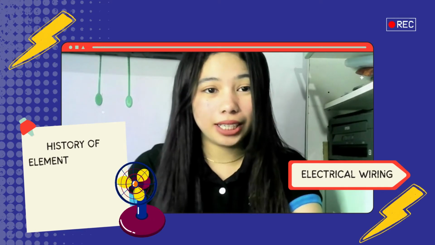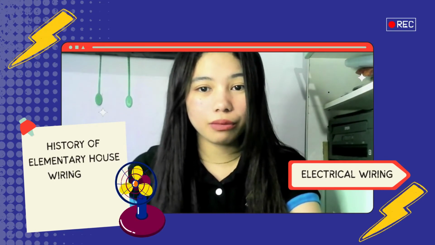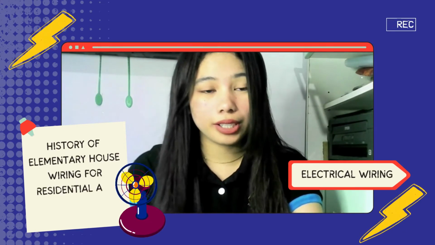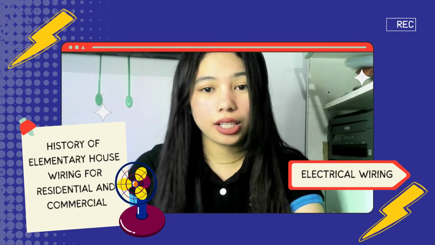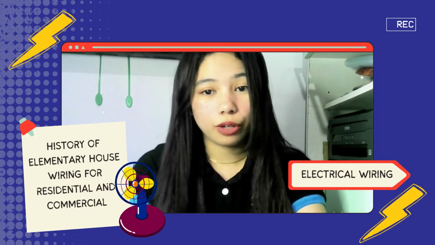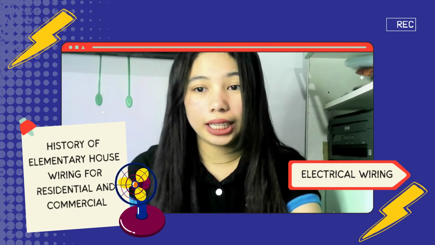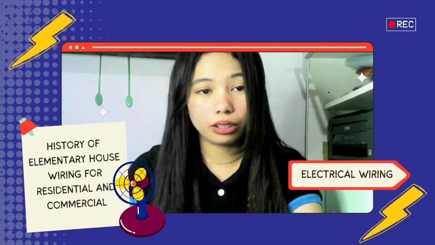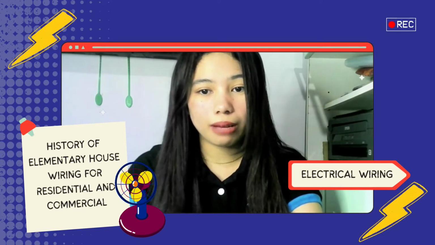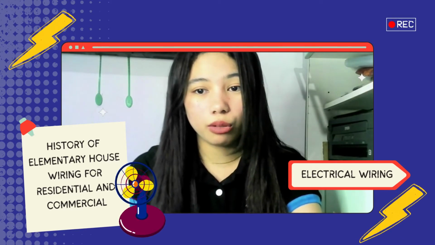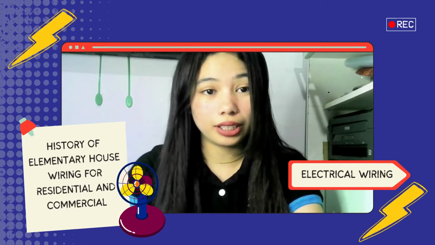Hi, my name is Sophia Elaine Aluzarita, and this is a history of elementary house wiring for residential and commercial. Electrical service to American homes, residential and commercial, began in the late 1890s and blossomed from 1920 to 1935, by which time 70% of American homes were connected to the electrical utility grid.